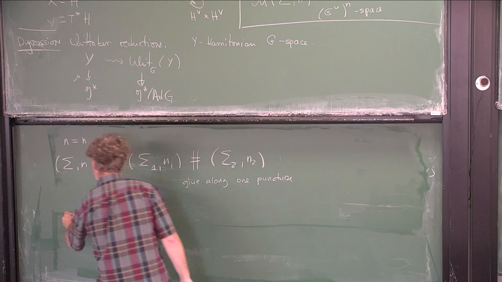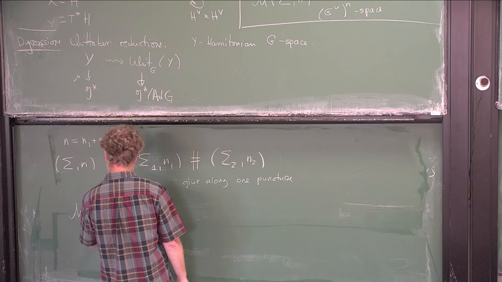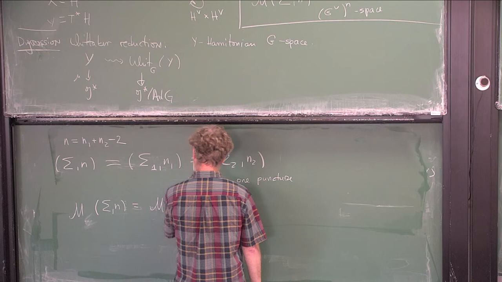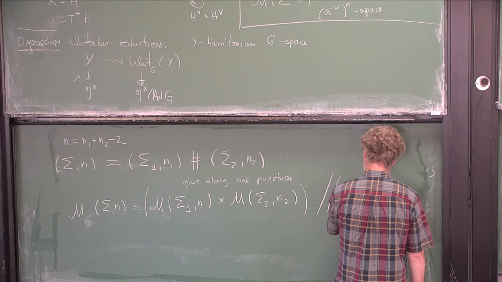Then the idea is that this Moore-Tachikawa variety is sort of like a TQFT with values in Hamiltonian spaces. So sorry, this should be written the following way. You should write M for sigma_1 and n_1 times this thing for sigma_2 and n_2, and then you should take its Hamiltonian reduction with respect to one copy of your G check.